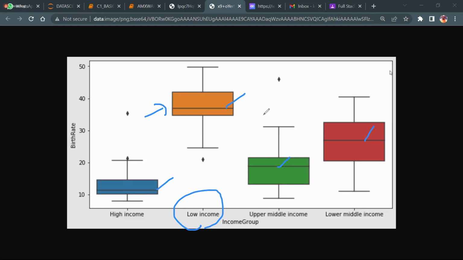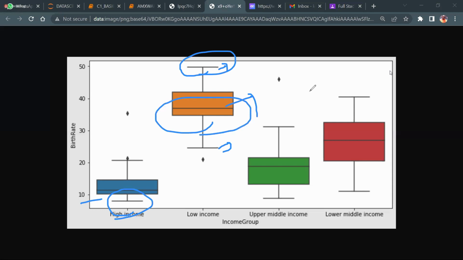Now, can you tell me which income group has the highest birth rate? Not average, highest birth rate. Low income, guys. Look at this. What I'm saying, this is low income, this is high income, isn't it? This is average income. So if I ask you which income group has low birth rate, high income has low birth rate, isn't it? High income group has low birth rate. Look at the birth rate here. Low income group has the highest birth rate. Low income group has the highest average birth rate. Do you understand the box plots or not?